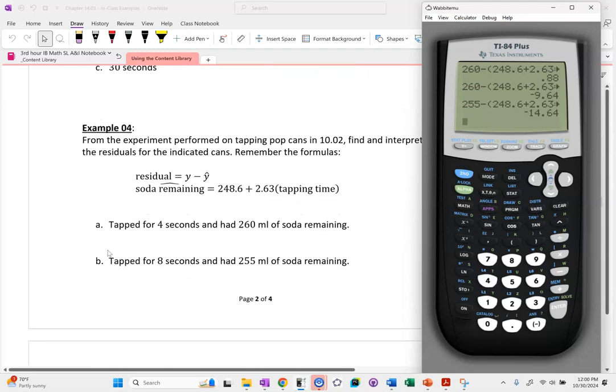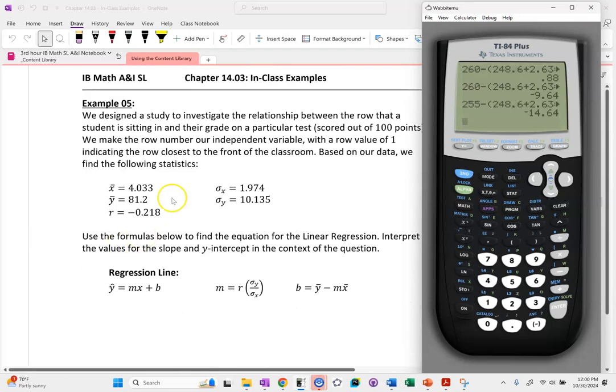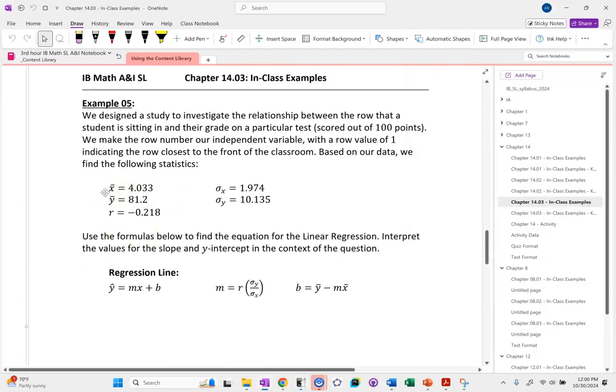Okay. All right, moving on here. So let's say we designed a study to investigate the relationship between the row a student is sitting in and their grade on a particular test. We make the row number our independent variable with row value of 1 indicating the row closest to the front of the classroom. Based on our data, we find the following statistics. Use the formulas below to find the equation for the linear regression. Interpret the values of slope and y-intercept in the context of the problem.